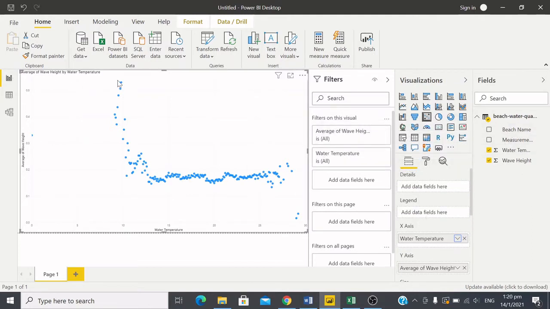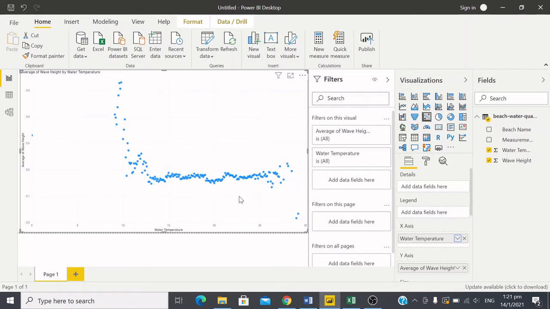Now, since we have this plot, we can see a nice pattern. The wave heights are usually very high at the lower temperatures, and the wave height gets lower as the temperature goes higher. This is what we see in this data. That's all this data is telling us after plotting it this way.